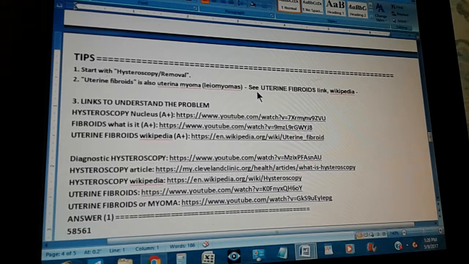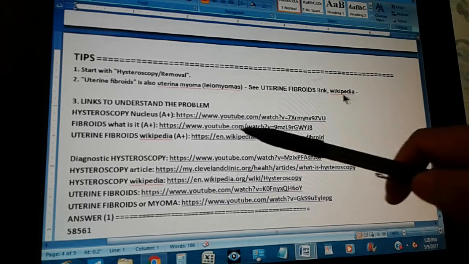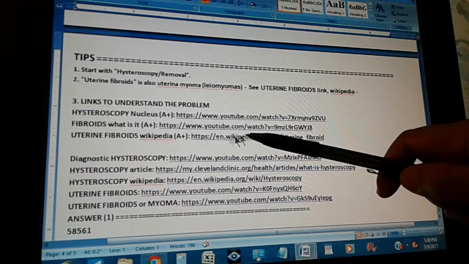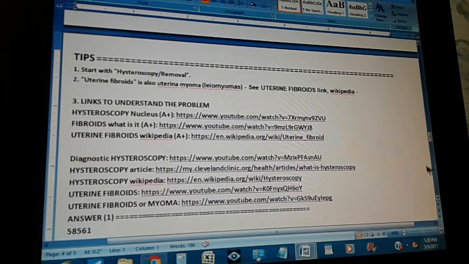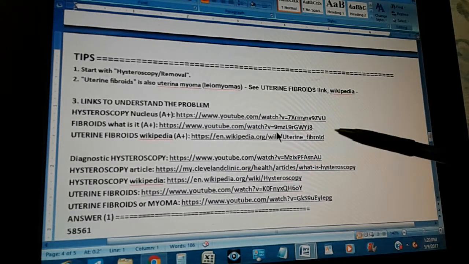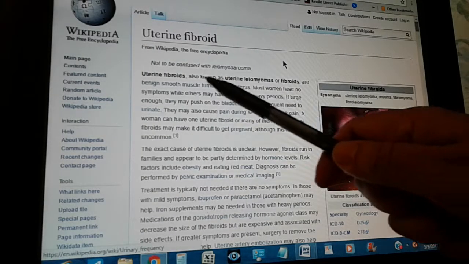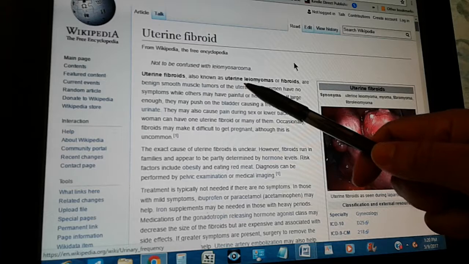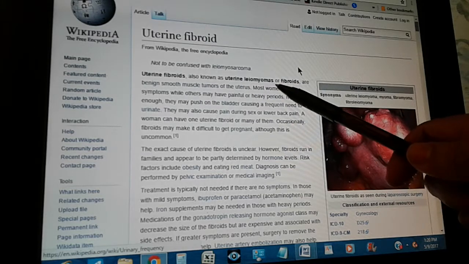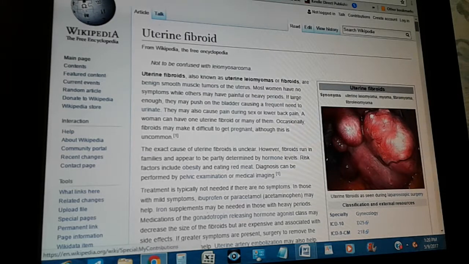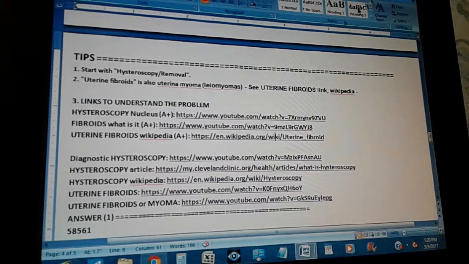And for this, you can see the uterine fibroid link in Wikipedia, which is right here. Click on this, and then you will see that they tell you right here, uterine fibroids, also known as uterine leiomyomas. Okay, so that is our tips.